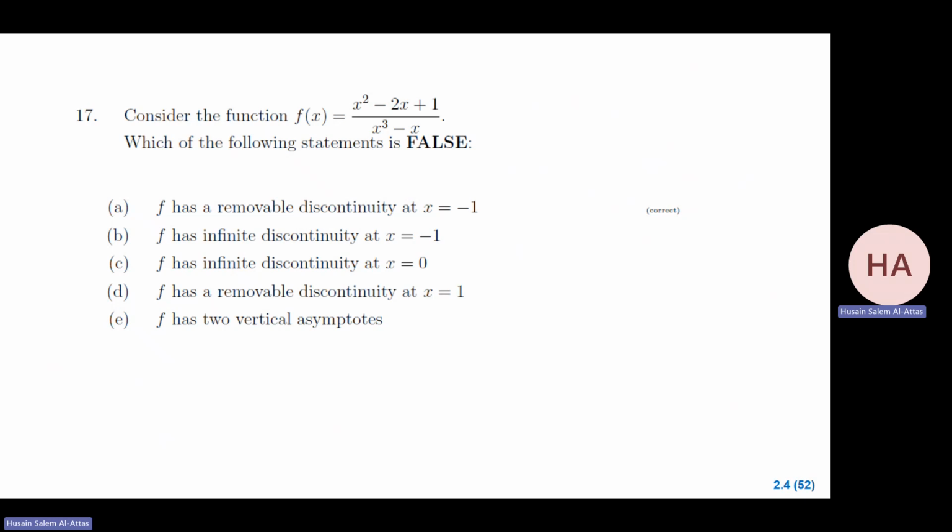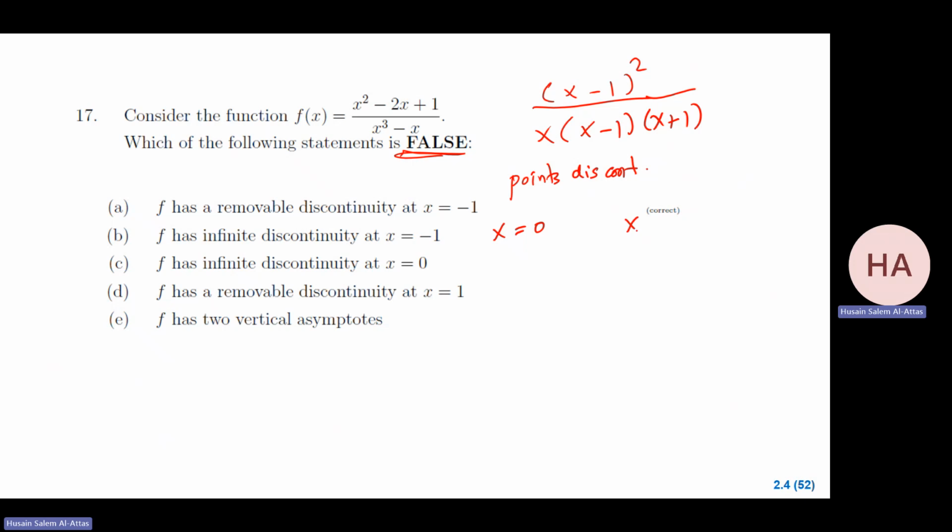In this function, you talk about removable discontinuity at x equal minus 1. Let us do it. I have x minus 1 squared over x squared minus 1, which is x minus 1, x plus 1. Which one of the statements is false? Not true, huh? False. Okay. So the possible points of discontinuity, where the function is not defined, are x equals 0, x equal 1, x equal minus 1.